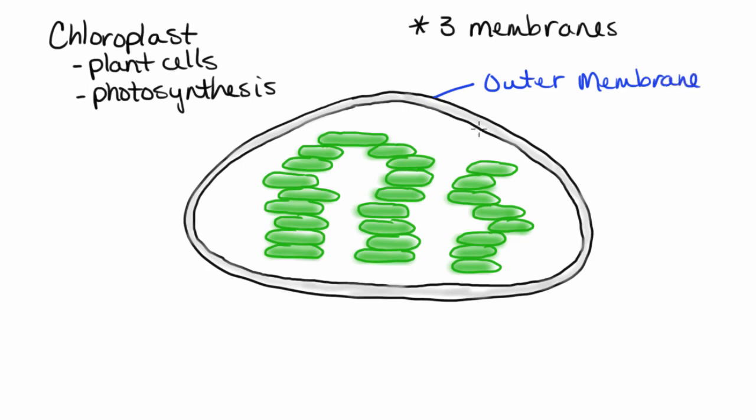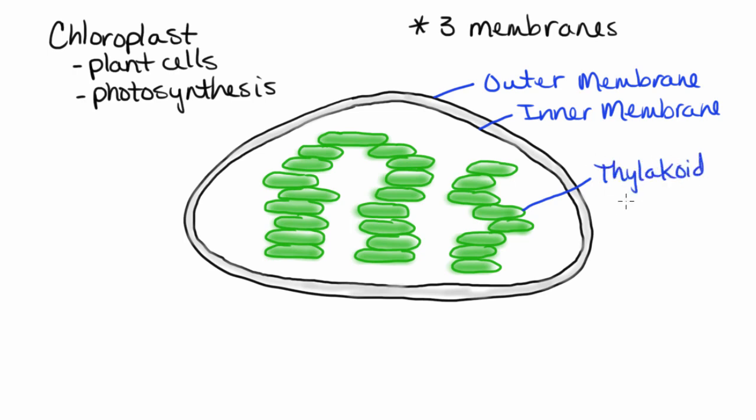We will have another membrane that's just a little further in from that, and that's what we call the inner membrane. And then we have a third membrane that's going to surround all of these little discs that we see inside. And this membrane is going to be called the thylakoid membrane. And we refer to this as the thylakoid membrane because all of those little green discs themselves, each one of them is going to be called a thylakoid. So the thylakoids will have a membrane around them.